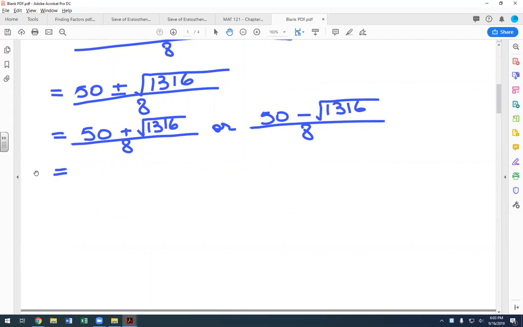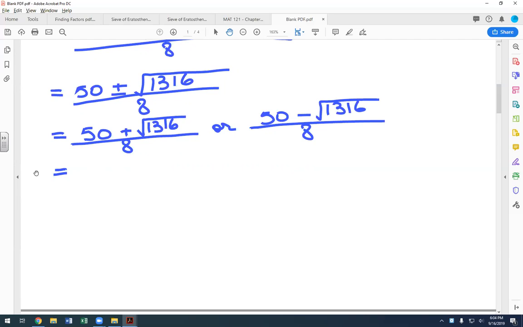So 50 plus square root of 1316 divided by 8. What does that come out to be? You guys got to start bringing calculators to class if you are not, because it's not about me doing the math, it's about you doing the math.